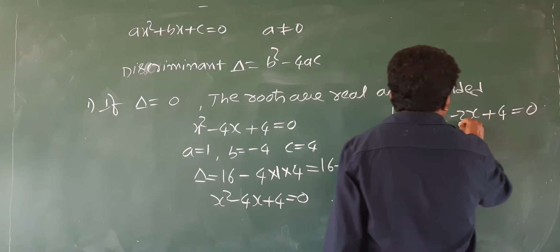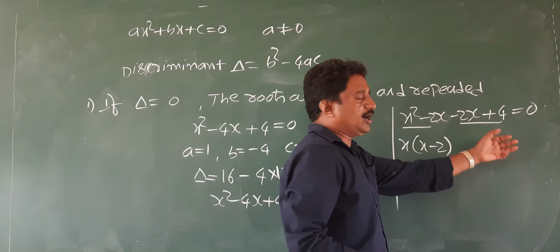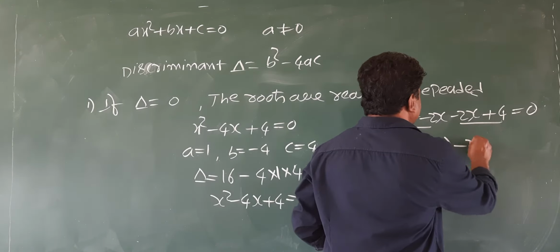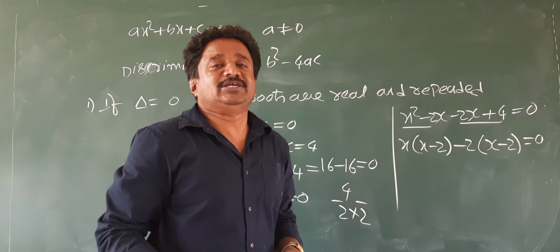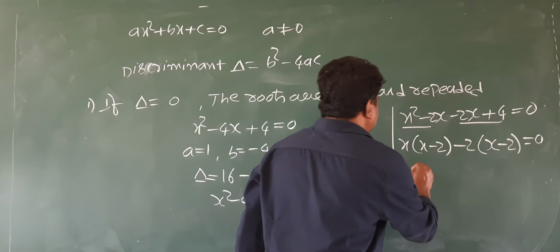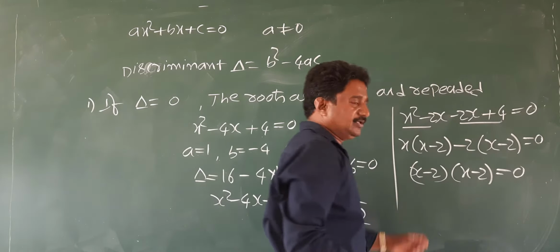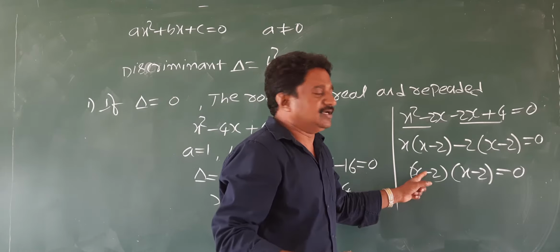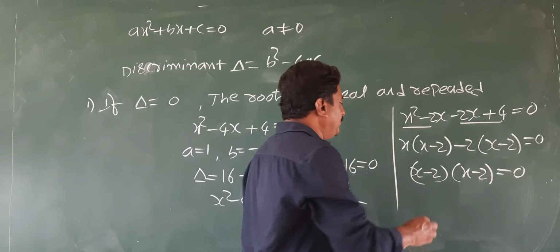What is common? x. So x into x minus 2. Tell me the common from these two, students: minus 2. It is not plus 2, it is minus 2. Tell me the remaining: x minus 2. The two factors of the quadratic equation are x minus 2 into x minus 2.